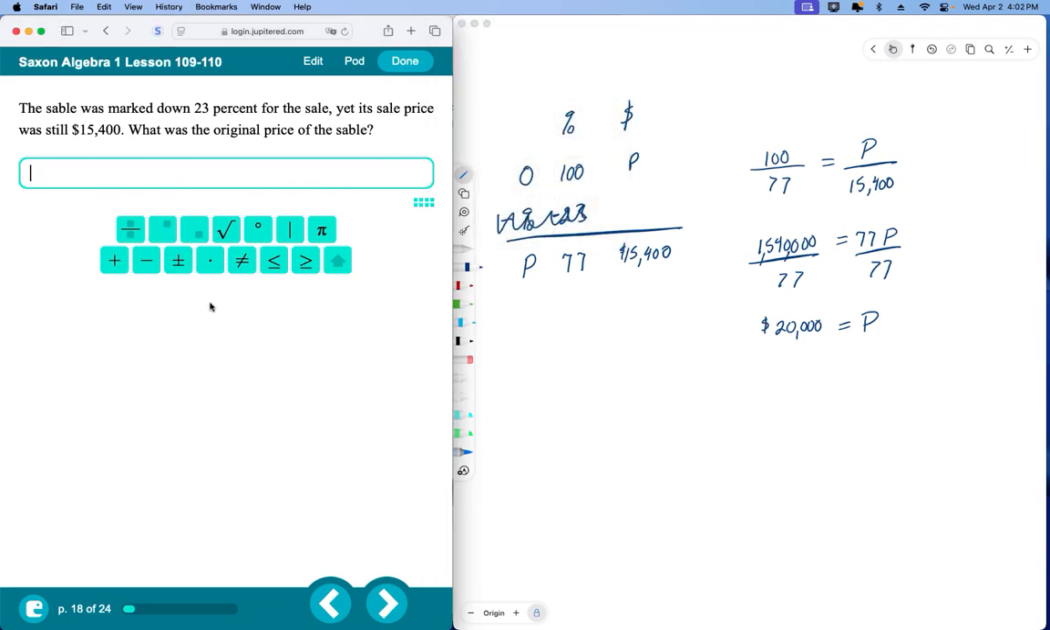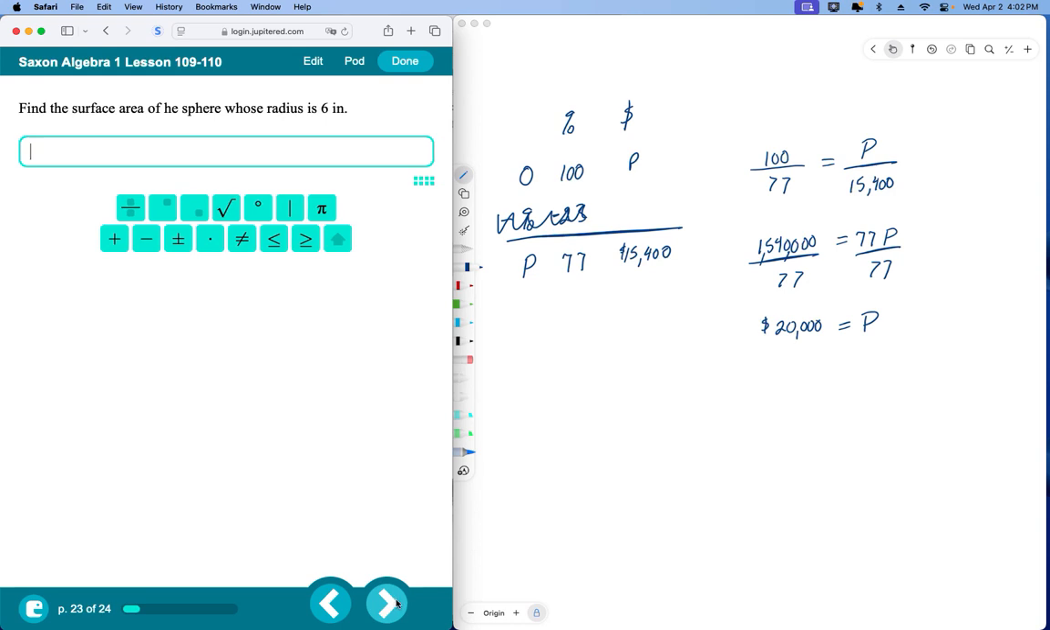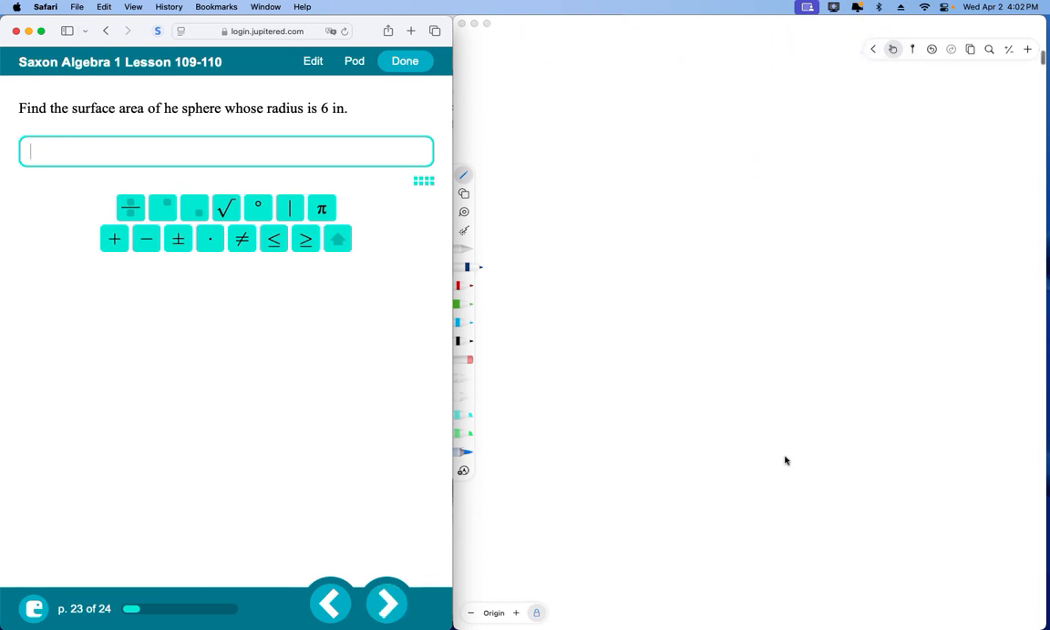Okay, just to check it, we're going to type that in, $20,000. And that's correct. All right, so now let's go to the last two that you needed help with. So we're going to find the surface area of the sphere whose radius is 6 inches.